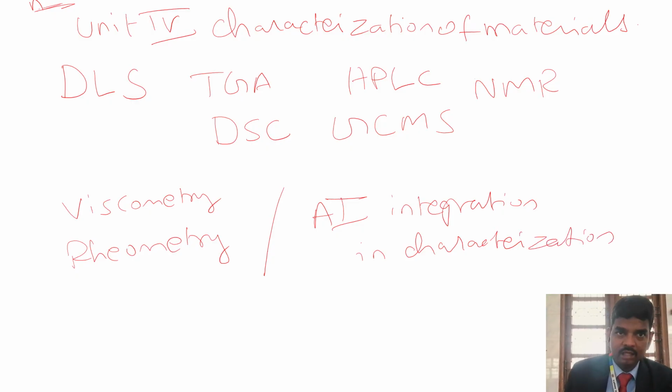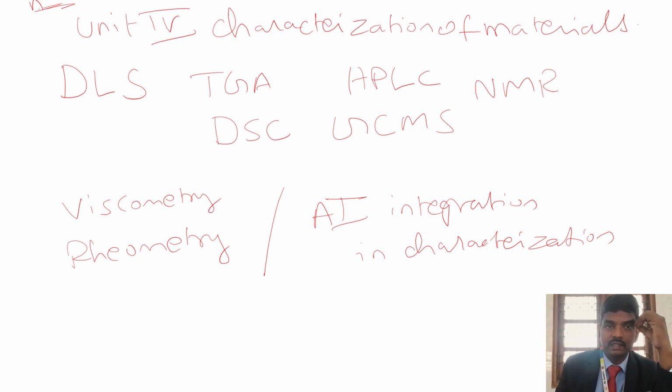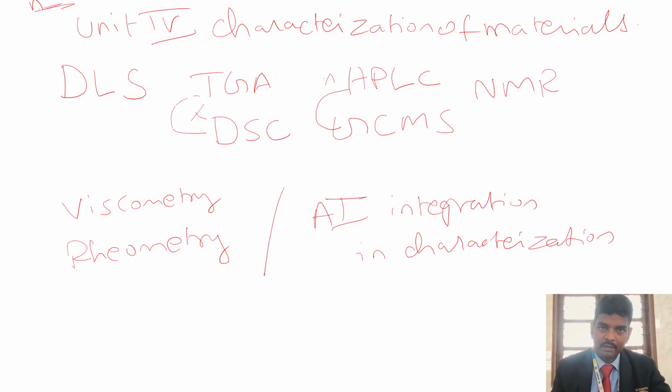Definitely, in either-or, they never ask TGA and DSC. These two cannot be asked together, in A and B, like that they won't ask. Similarly, these two will not be asked together as A and B, this is B, not possible. Either this question, one question, this or this, or this, or this, like that it will be focused in this manner.